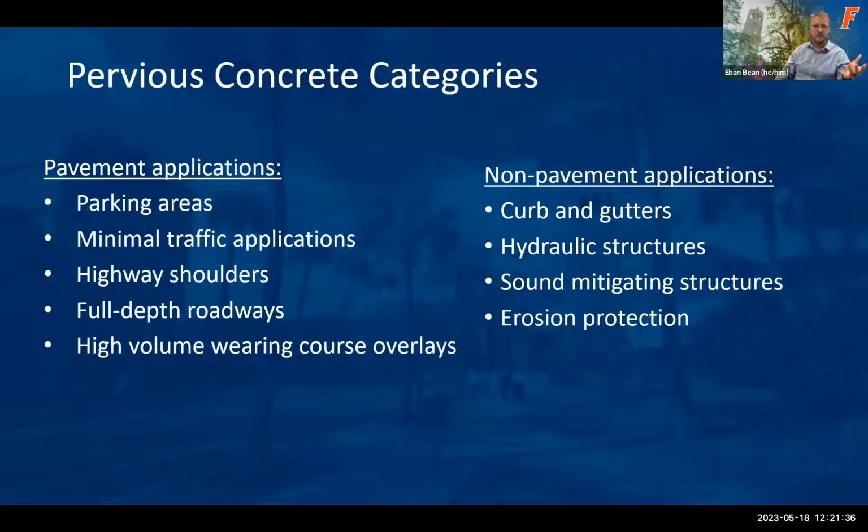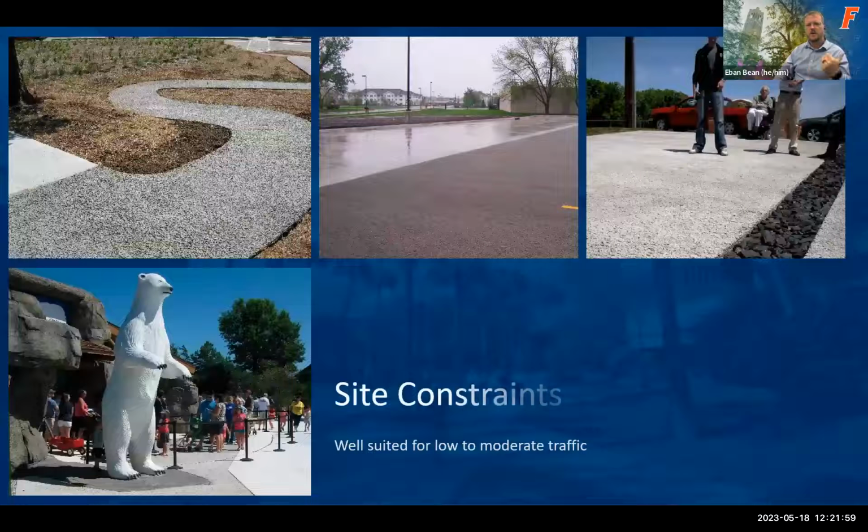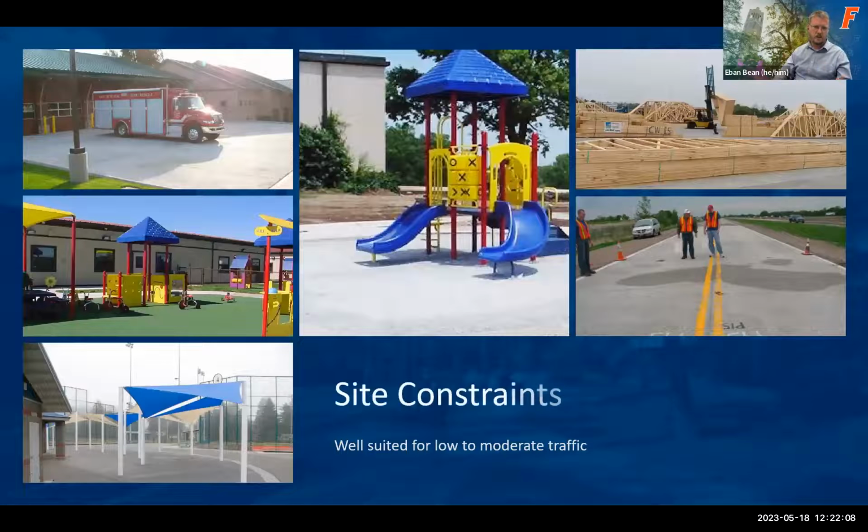You typically have some fairly similar applications with other types of permeable pavements: parking areas, highway shoulders, full depth roadways we can do, and high volume wear course overlays can be applied. But we also have non-pavement uses as well, like curb and gutters, hydraulic structures, erosion protection, and so forth. Very well suited for low traffic areas, whether it's parking lots, walkways, paths, or pedestrian areas. Playgrounds even can be used in that way. It depends. I mean, it is a pavement surface, so it depends on what you want to do with that surface there.